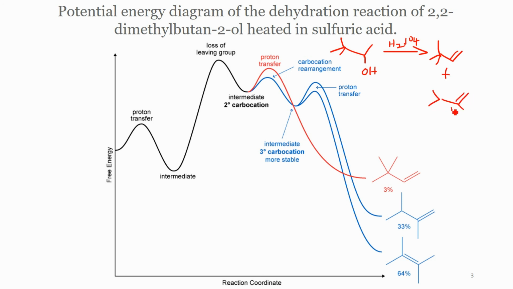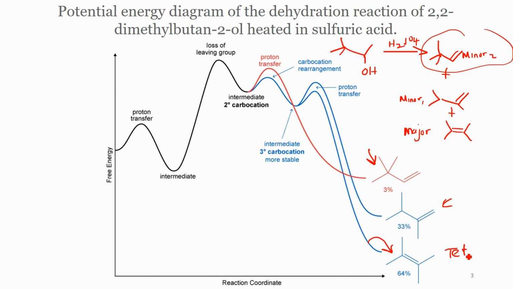So if you do the dehydration of that alcohol, you're going to get these three products. Again, the disguised question is which is the major. So that will be minor one, this will be minor two. This one will have the highest energy. Why? Because the carbocation intermediate is secondary and you're going to have a high activation energy to form it. And then this will follow. The one that's going to be most stable is the one that's tetra-substituted. That's the main information I want you to know here. So don't be scared about what's shown on here.